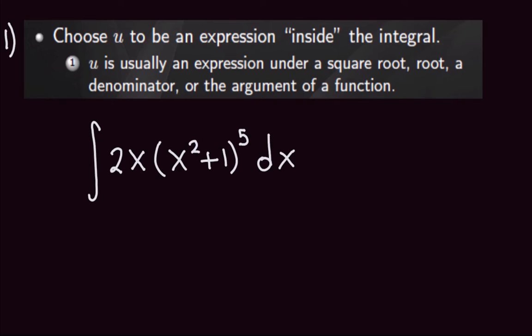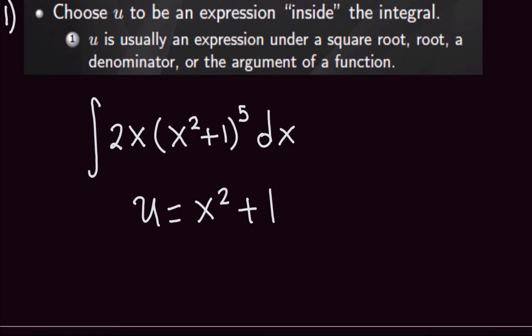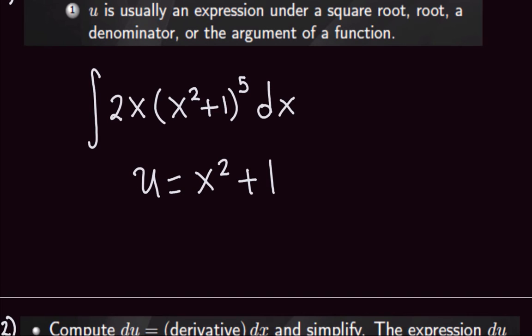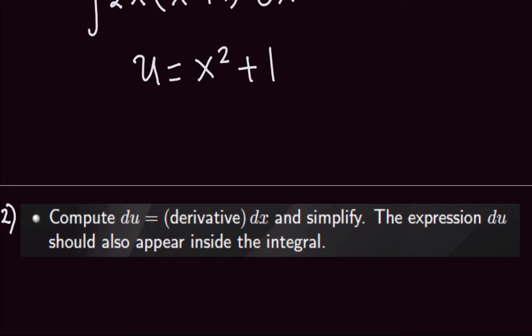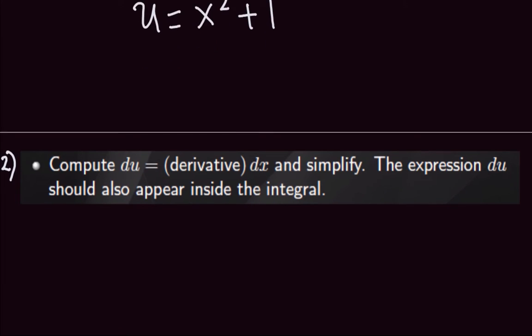Let's try u equals x squared plus 1. That's an expression that is inside the integral, and it is the argument of the fifth power in this case. Now, once you make the choice of u, you want to find the derivative of that. That's the technique. So then we're going to compute du, which is the derivative of that function. You're going to simplify, and the du has to be also inside the integral. So let's compute the derivative from here.